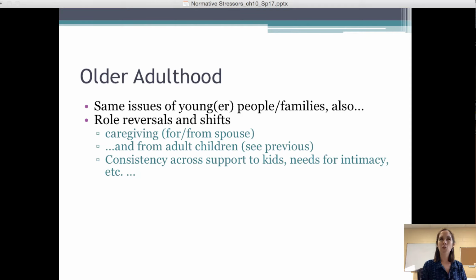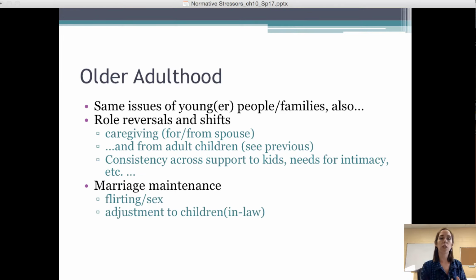To care for your children, and then after all these years of hard work providing for them and grandchildren, all of a sudden they're providing for you. Some people see this as a very beautiful thing. It's hard, too, for a lot of older adults. We do see consistency across support for kids and needs for intimacy, etc. So the things that had been going on up to this point in life, they just continue into older adulthood.